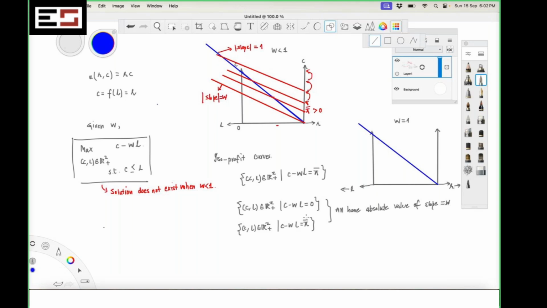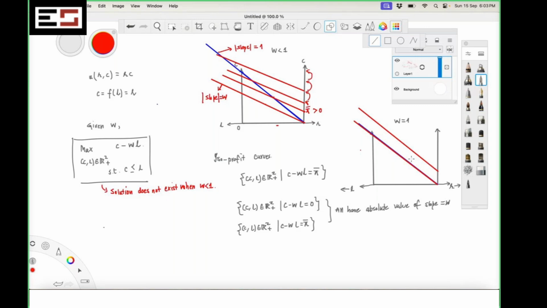Okay, now when W is equal to 1, C equal to L, C minus L equal to 0 is also the isoprofit curve, right? I mean, this production function is also the isoprofit curve corresponding to zero level of profit, right? Now, can you make more money than this? Can you make more money than zero profit in this case? Is there any point on the production function which lies on this isoprofit curve?